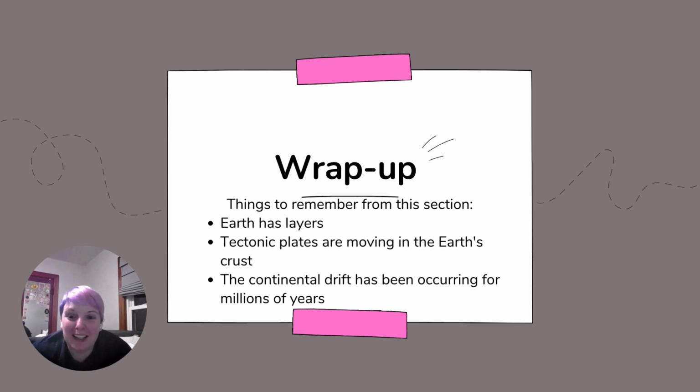Like the last section, this is more of a good to know section, but I do want you guys to remember a couple of things. Remember, Earth is made up of layers, and that top layer is the Earth's crust, which has tectonic plates moving on it, which causes things like earthquakes and mountains and volcanoes. And also, as a good reference, continental drift has been occurring for millions of years, and the continents can continue to shift a tiny bit every year due to the movement of those tectonic plates.